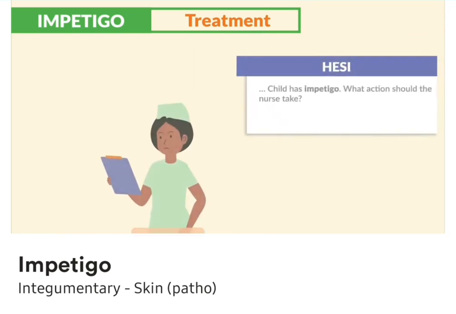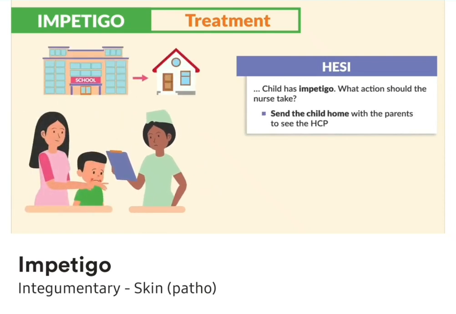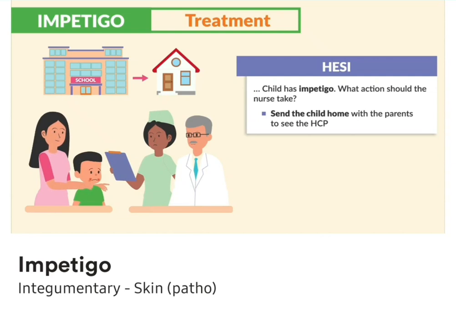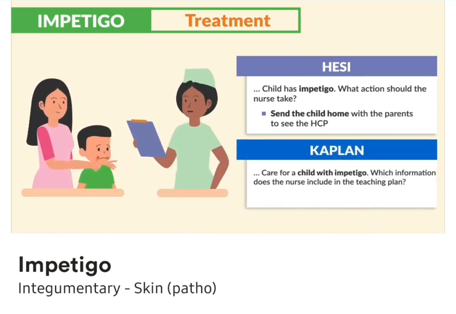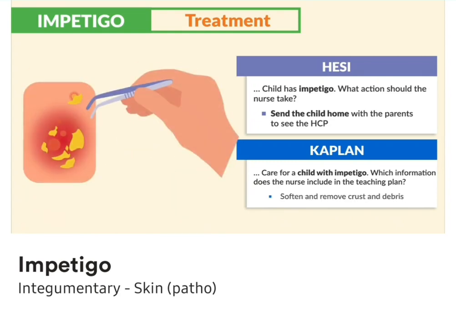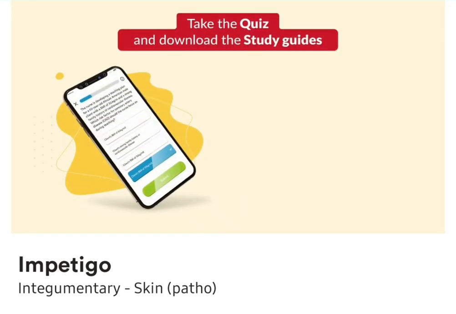So HESI mentions, a child has impetigo. What actions should the nurse take? Send the child home with the parents to see the HCP. And Kaplan, care for a child with impetigo. Which information does the nurse include in the teaching plan? Soften and remove crust and debris. All right, that wraps it up. Thank you.